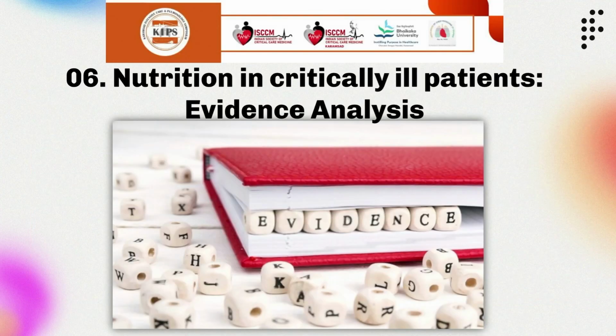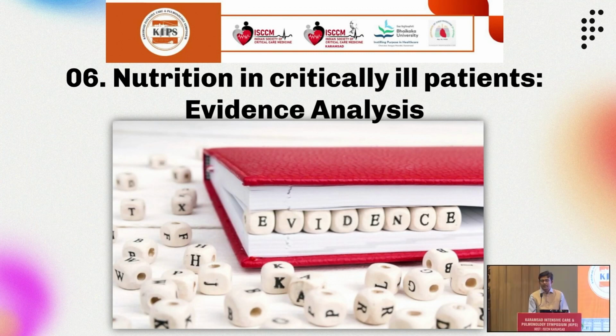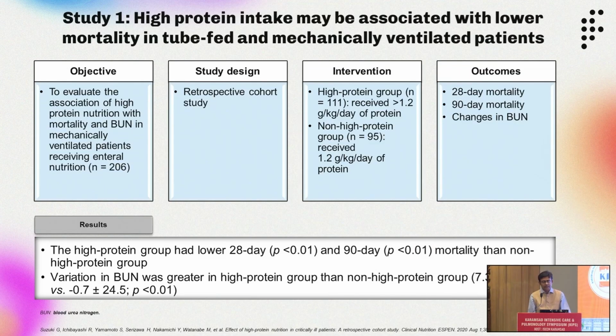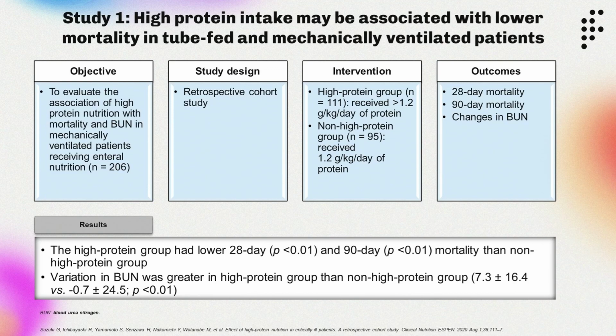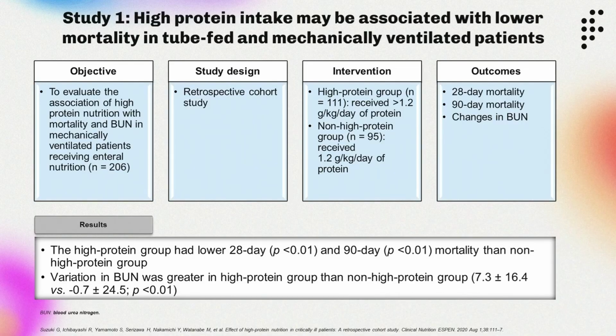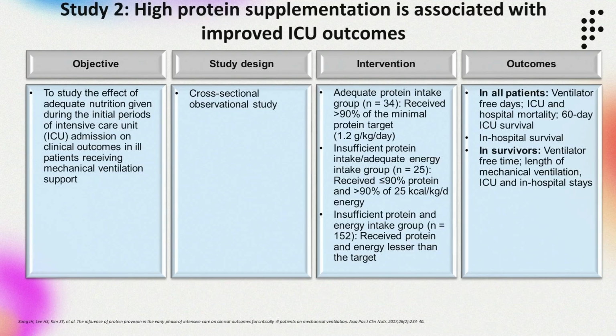In nutrition in critically ill patients, now we talk about some evidence, what the research data says. High protein intake: 10 or 15 years back, the data was saying that very high protein requirement leads to more weaning failure and longer hospitalization. But in the last 5-6 years, the data says the reverse. It says high protein intake may be associated with lower mortality in tube-fed and mechanically ventilated patients, and this is proven in 2 to 3 sets of studies or large meta-analyses.